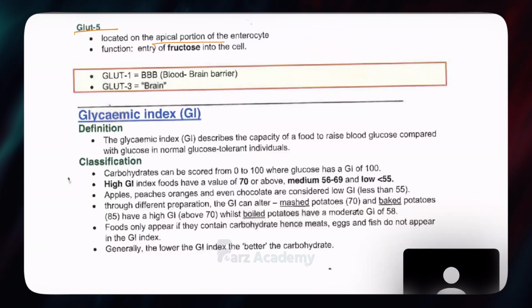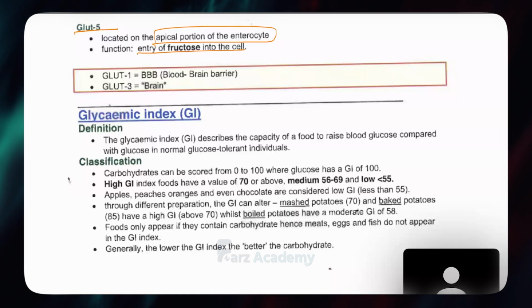GLUT5 is located in the gut. It is in the apical portion of the enterocyte. It allows entry of fructose into the cell. So fructose is GLUT5.